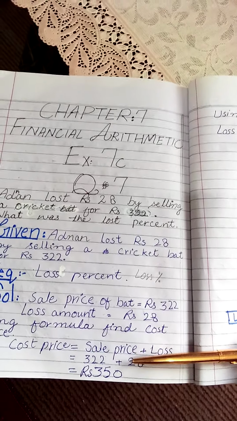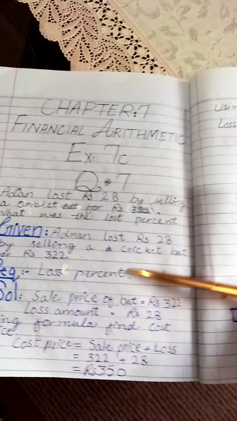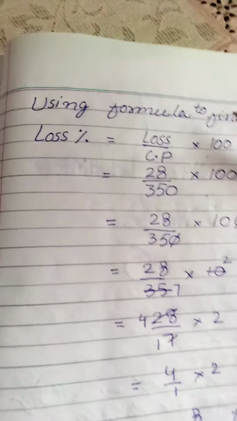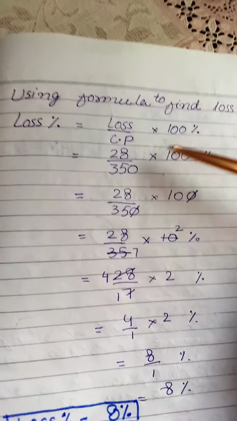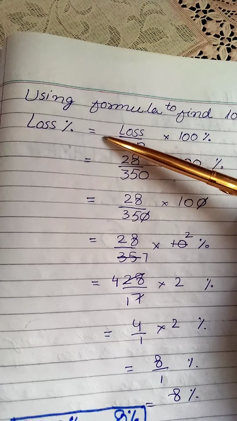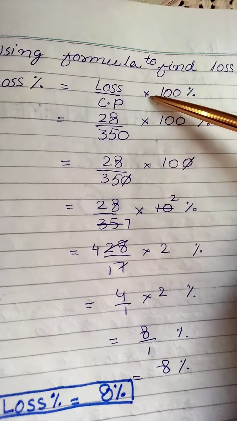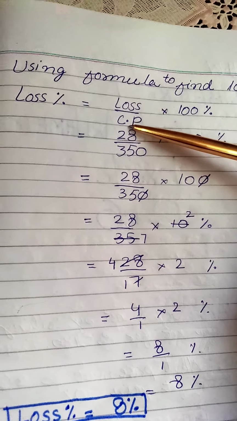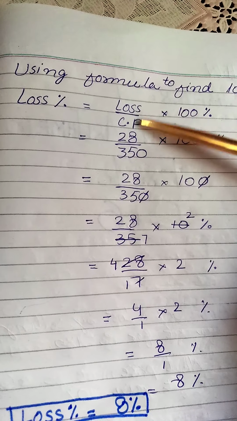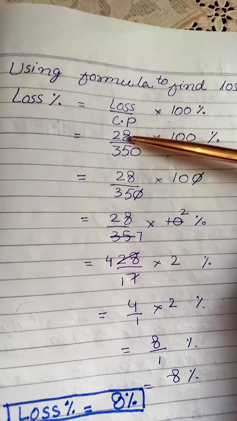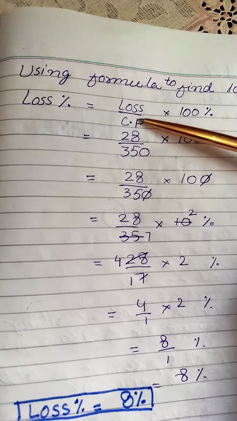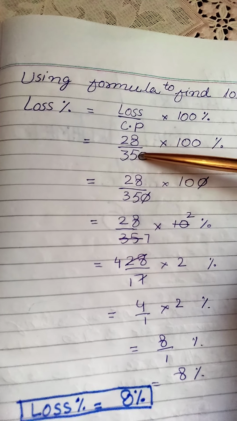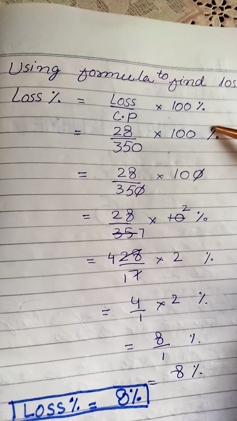Loss amount and cost price are used in the formula to find the loss percent. Look, using formula to find loss percent. And what's the formula? Formula is loss percent equals loss upon cost price multiplied by 100%. This is the formula. We need loss, we need cost price. In the given, loss is 28. Cost price was not given in the question. That's why we found cost price, and the cost price is 350, multiplied by 100%.